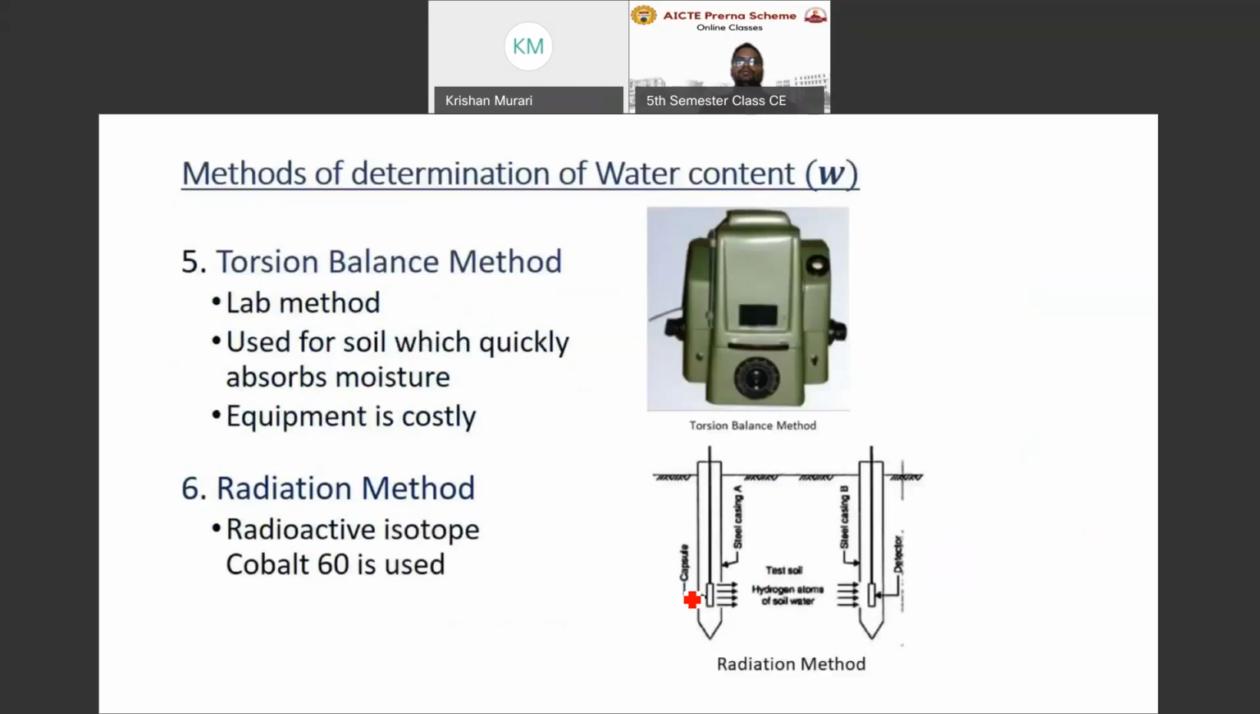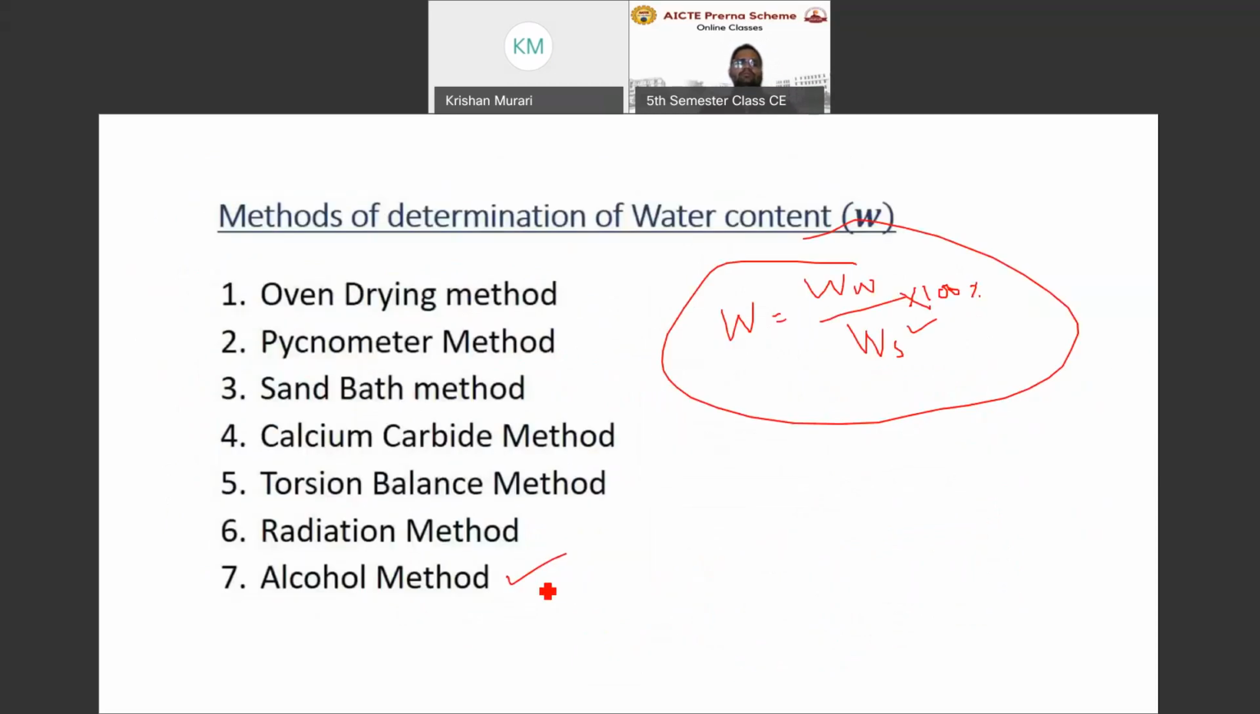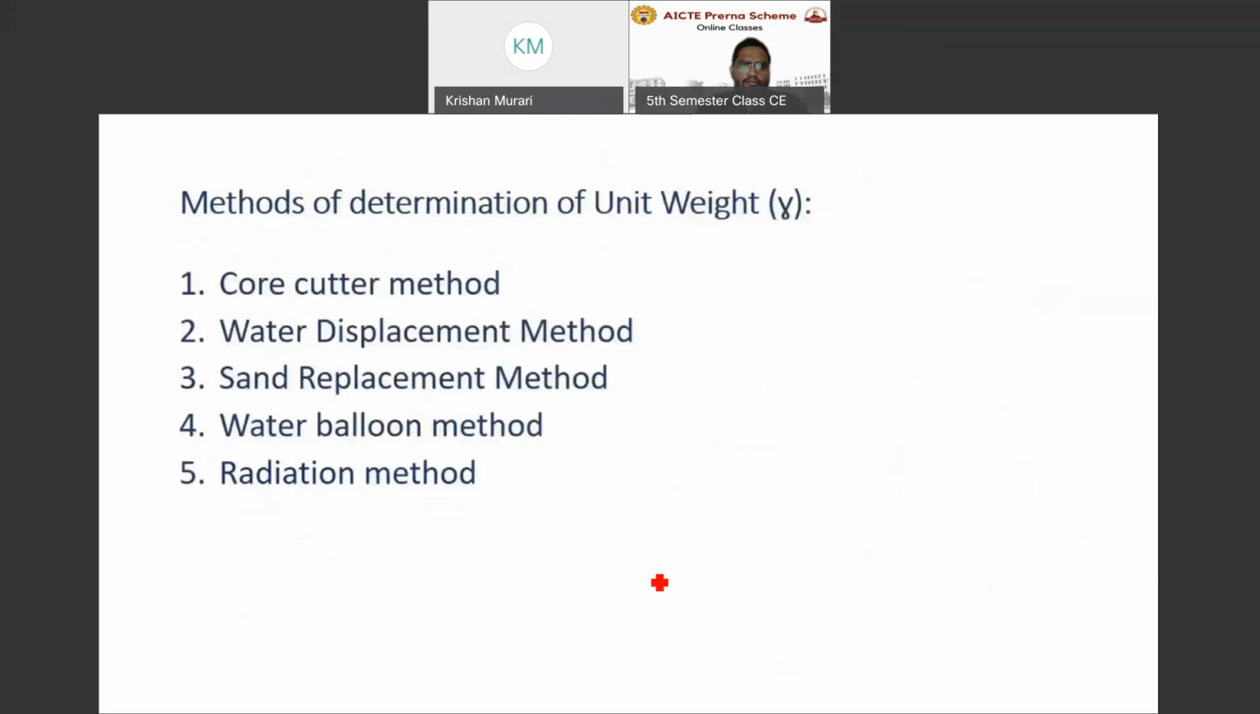These are the methods for determining the water content. Last one is the alcohol method. This is a simple method that is mainly used to determine water content. Firstly, you weigh the sample, that is W1, the moist weight. After that, you put some alcohol in it, and you know that alcohol is a very flammable liquid. So you burn it, and with the alcohol some water is removed from the soil. After that you take the weight W2, and then you can calculate W1 minus W2 upon W2. That is the water content determination method.